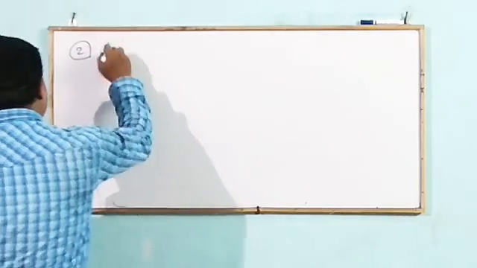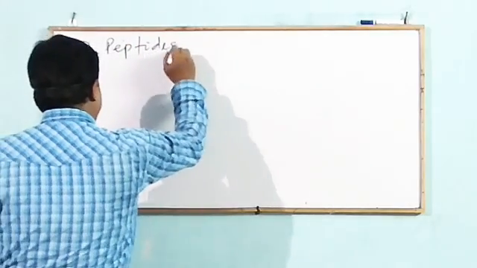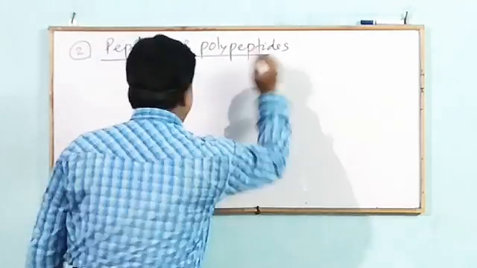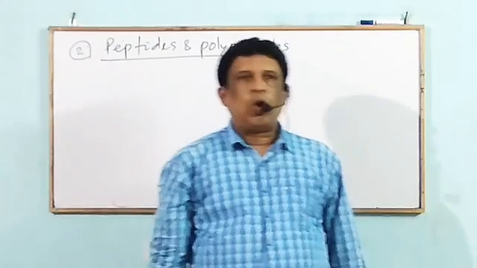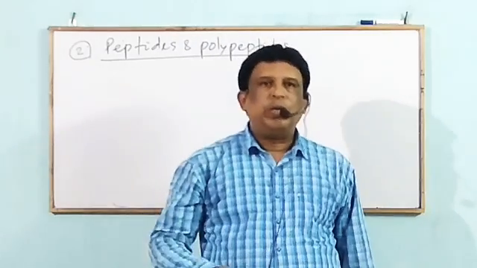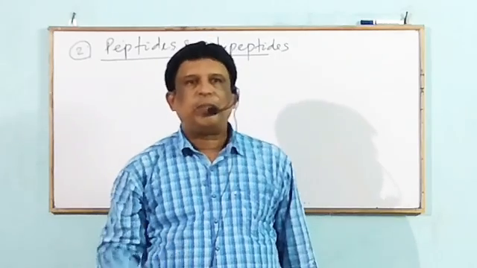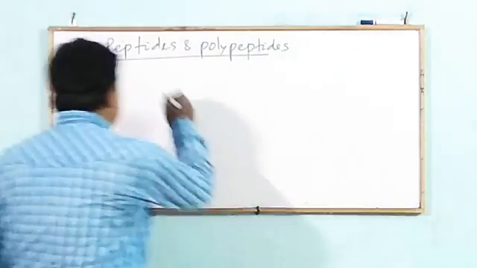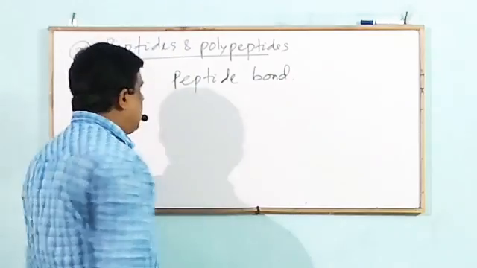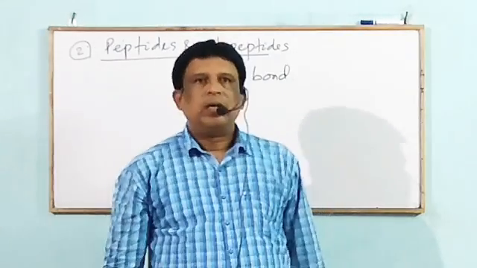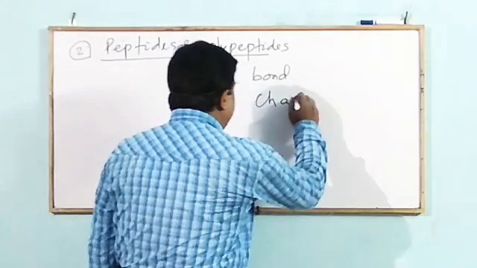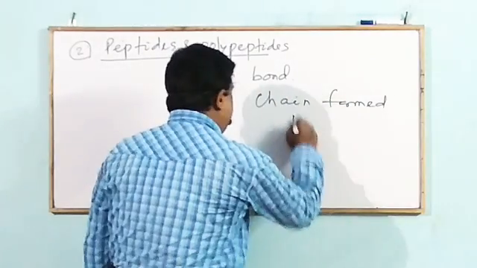Second one is peptides and polypeptides. Mark that. What is it? These are the condensation products of two or more amino acids. The bond between two nearest amino acids is a special type of amide bond known as a peptide bond, and the chain thus formed is known as a peptide chain.